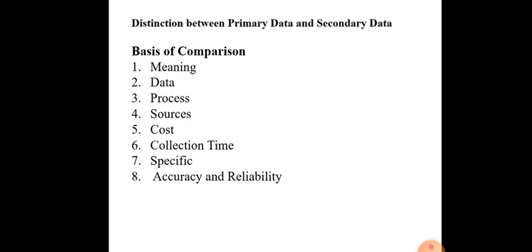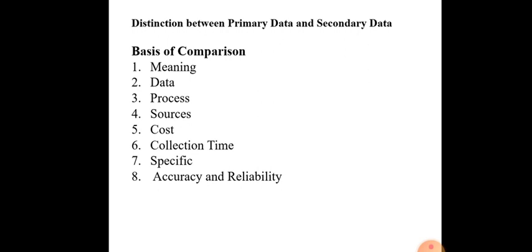The next one is the data itself. In primary data, the data are fresh and new material, but in secondary data, the data are worked over and finished products. So it is already worked on and is a finished product.